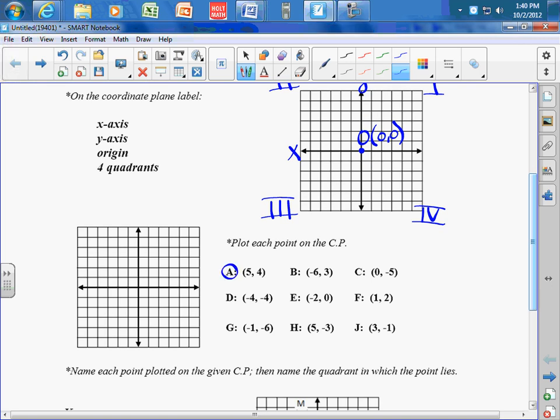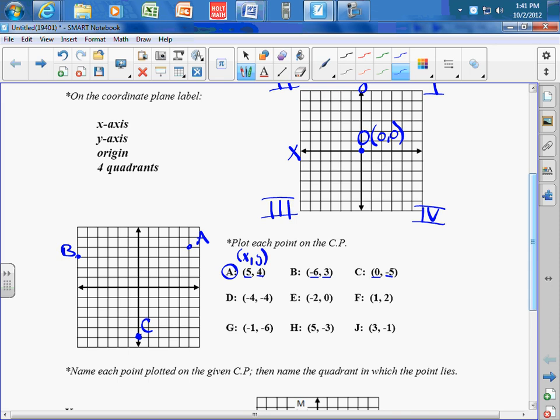Point A is the coordinates 5, 4, and that means that the x coordinate is 5, the y coordinate is 4. So starting at the origin, I move 5 units to the right, and then 4 units up will put me here, and I can label that point A. Negative 6, 3 would be left 6, up 3. That's point B. C is at 0, negative 5. That's 0 to the right and 5 down. So we'll put that point here and label it C.